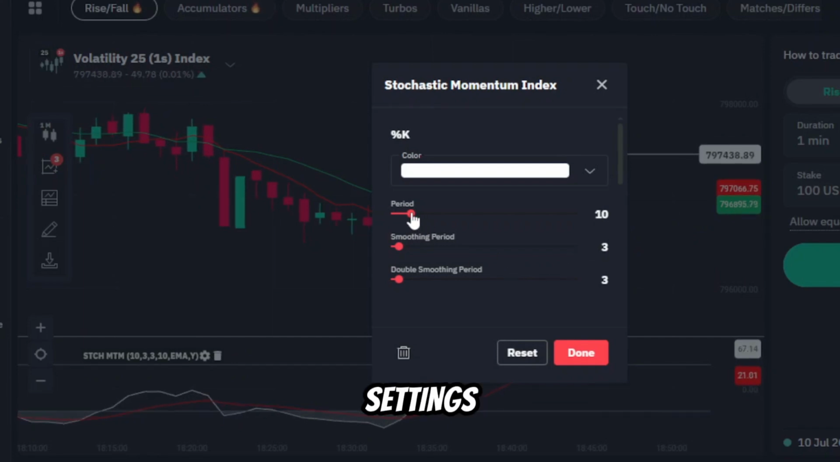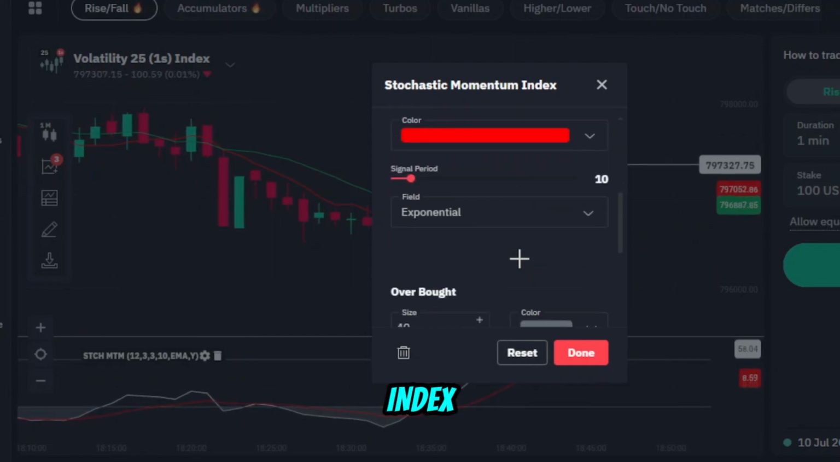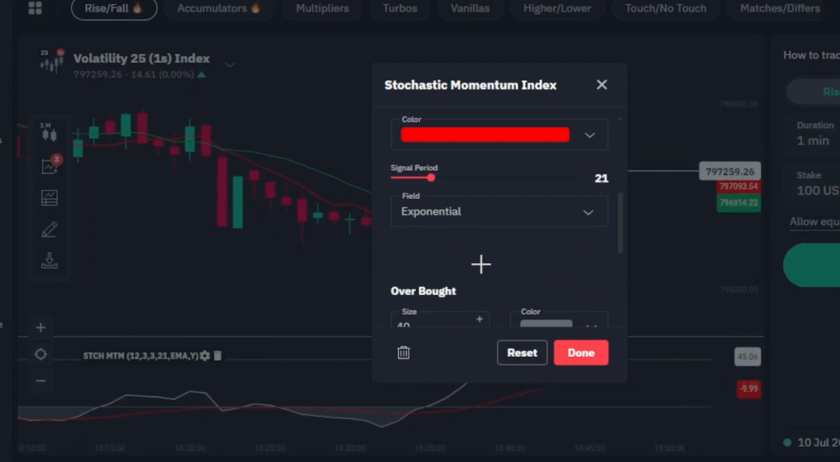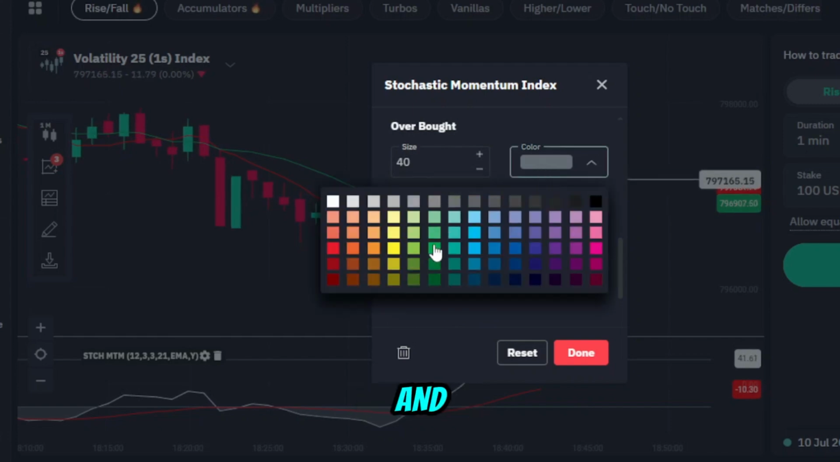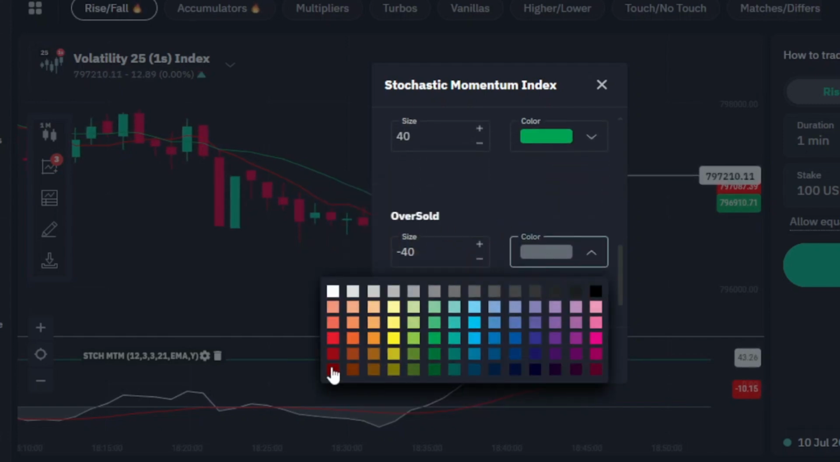Lastly, open the settings for the Stochastic Momentum Index. Set the K period to 12 and the D period to 21. Change the color for overbought to green and oversold to red, and leave everything else the same.